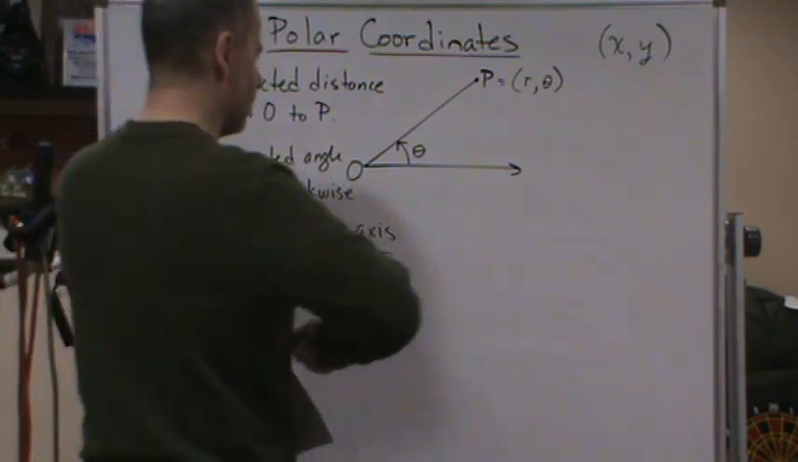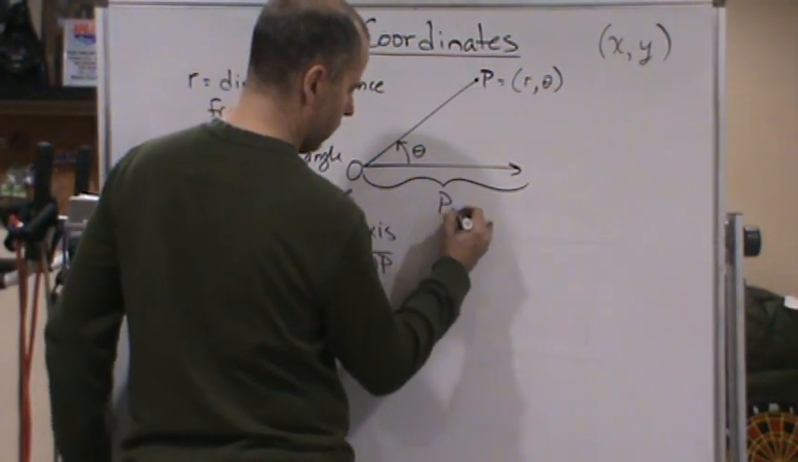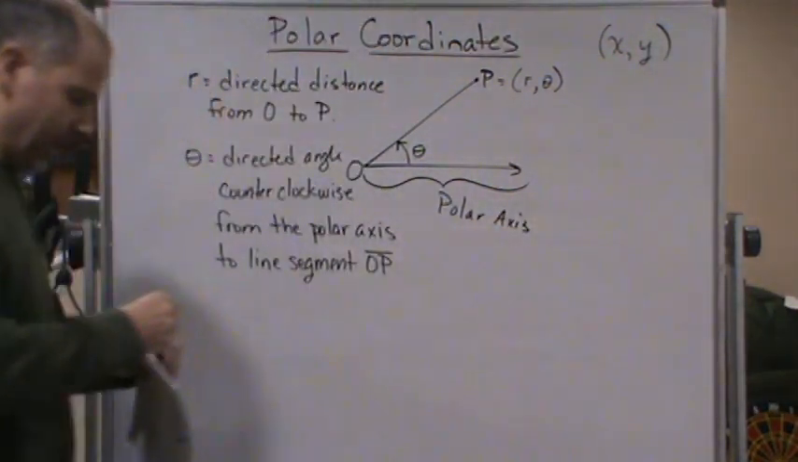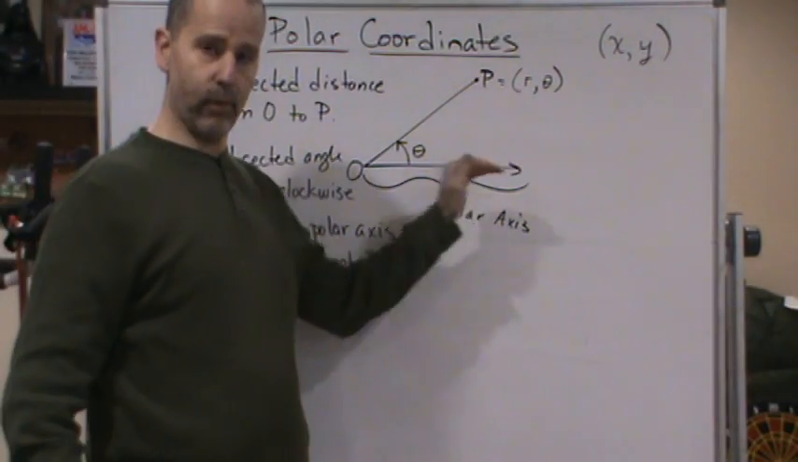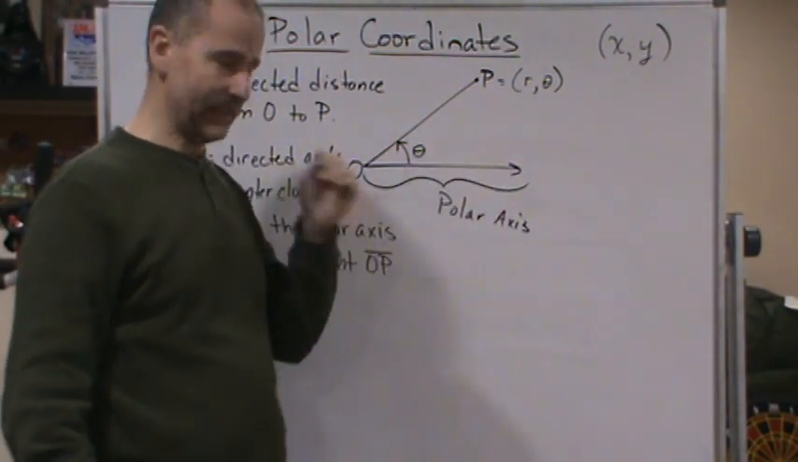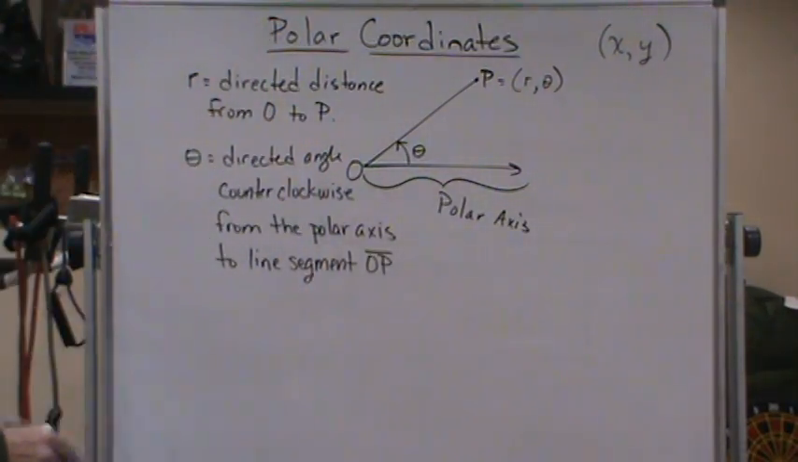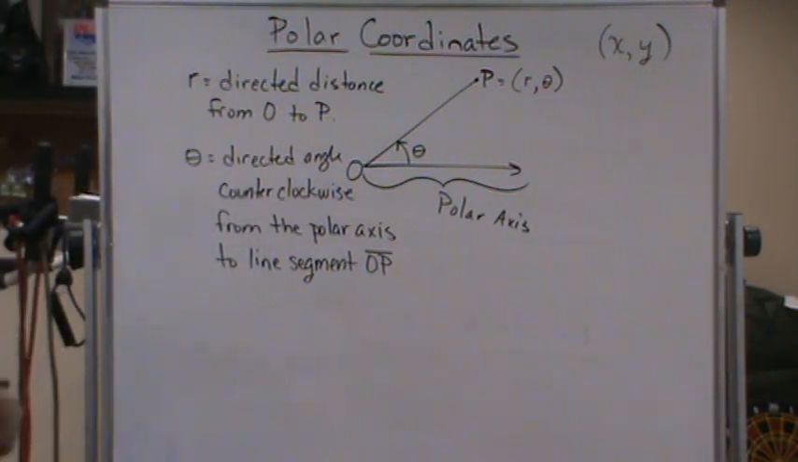Now what's the polar axis? The polar axis is this axis right here. Just like with the x and y axes, the polar axis is our starting point. So theta is our directed angle counterclockwise from this polar axis to the line segment OP.